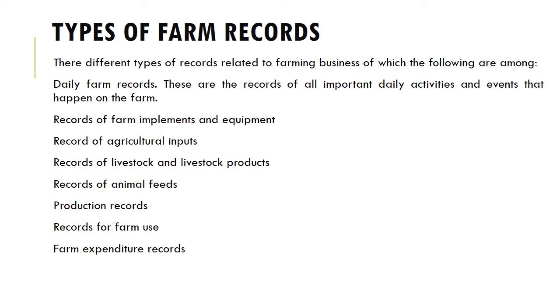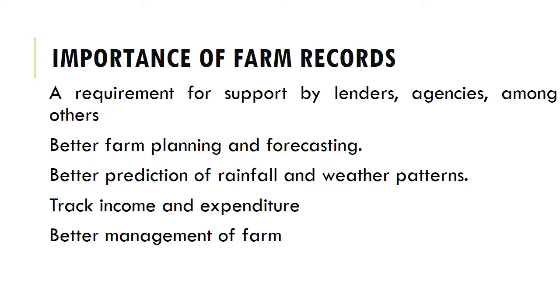So the production records, record for farm use and farm expenditure records are basically the records that you require to prepare your income statement, to be able to know how much you have spent into production, how much you have gotten from the sales and the expenditures that have gone in and all that. So you'll be able to calculate trading profit, then your actual net profit at the end of the day. So why are farm records important?